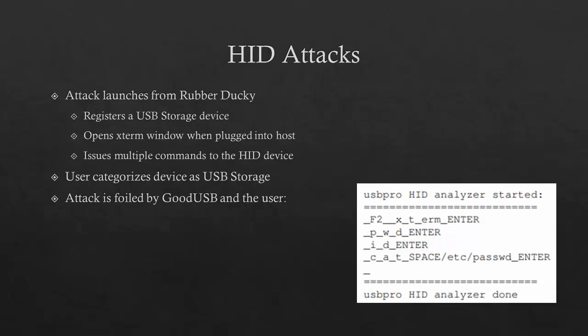Later, when the Rubber Ducky device is inserted again, the user rejects the device, which directs it to the honeypot VM. The honeypot log shows some very interesting commands, including an attempt to cat the etc/password file.